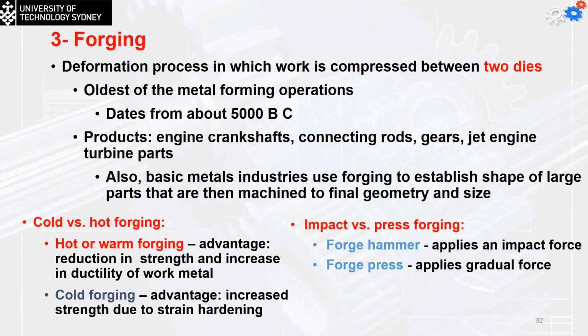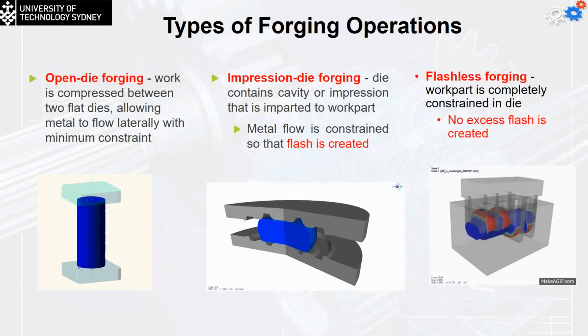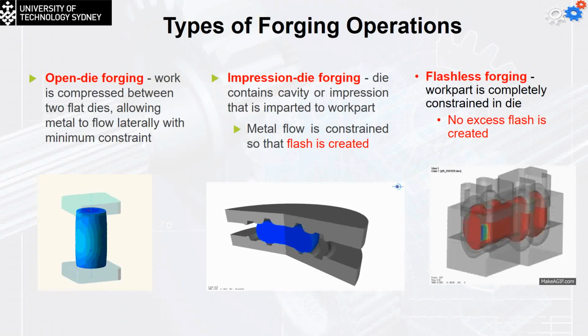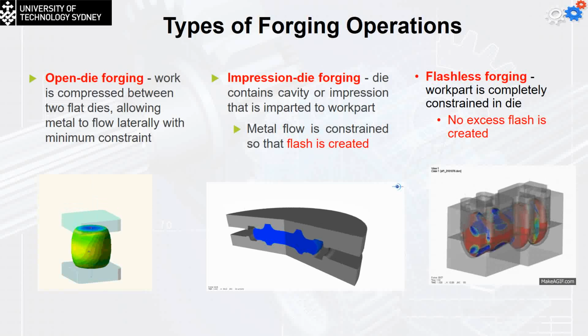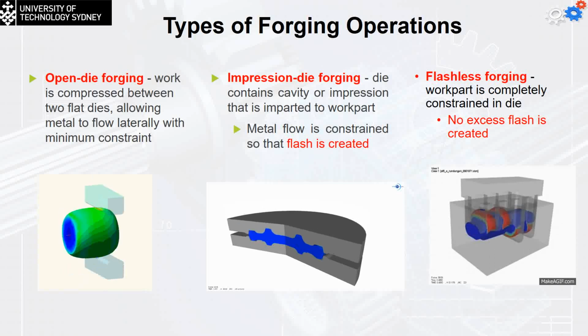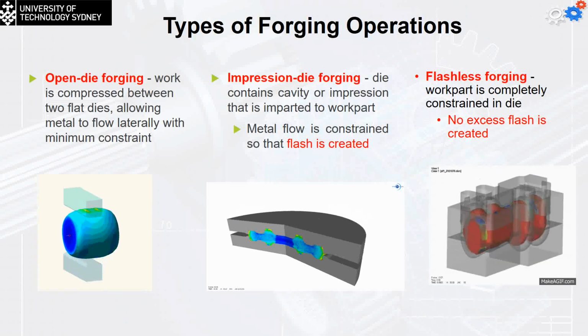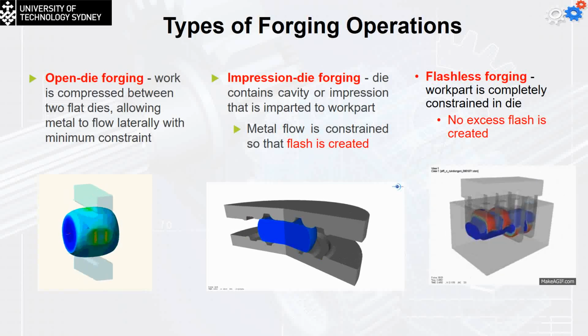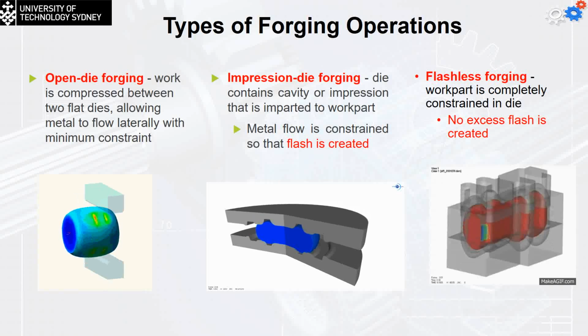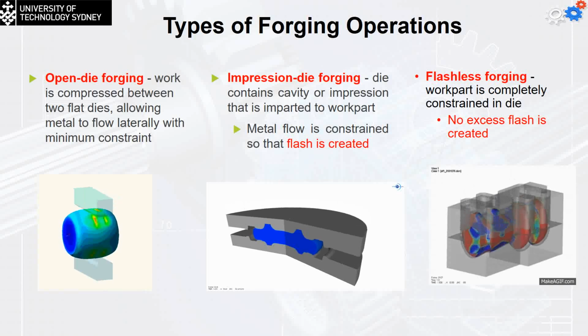So the types of forging operation can be open die forging, just two dies, the classical method to form the shape. We can have the impression die forging process, and in this operation we are going to have something called flash on this side. You can see when it reaches this stage, the excess material will leave from this side. We can have flashless forging where no excess flash is created, but usually the shape is less complicated in geometry.